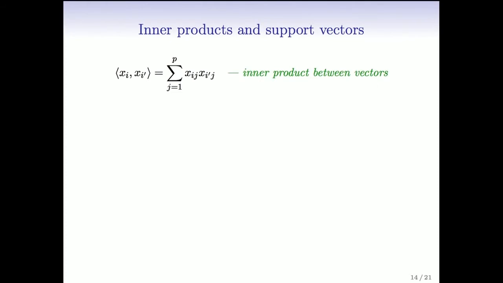Okay, so inner products. If you've got a set of vectors, so we've got xi and xi prime. Now remember, xi is a p-vector. It's the set of variables for observation i. And xi prime is another p-vector. And this angle bracket notation here means inner product between these 2 vectors. It's just the sum of cross products of each of the individual components of the vector. So that's called the inner product between 2 vectors, and we write it in this compact way over here.